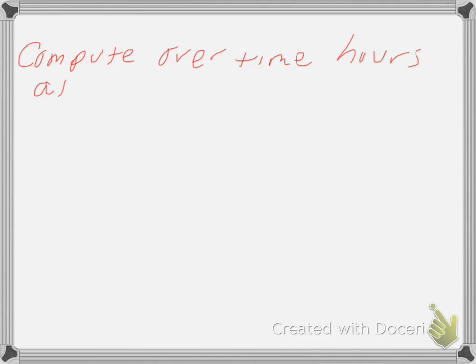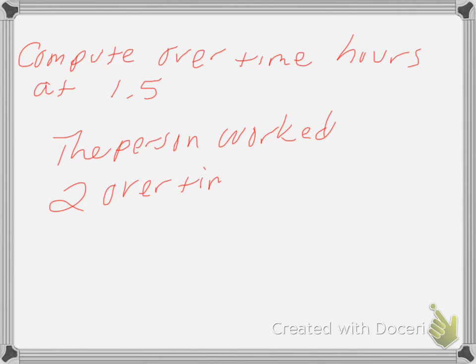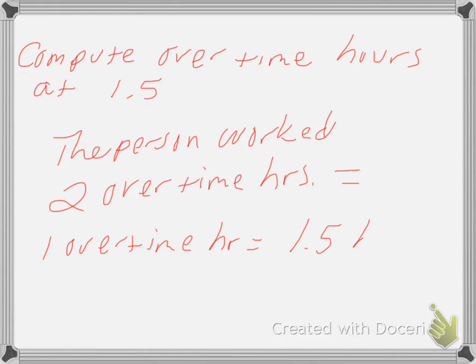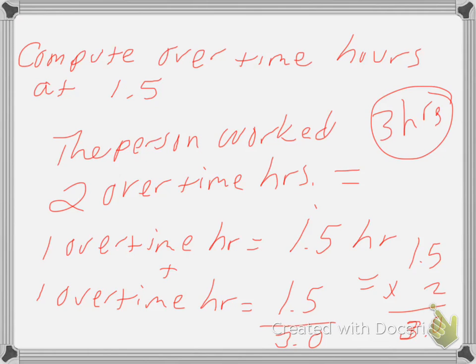Next, you have to compute overtime hours at 1.5 times. So now you have to multiply the overtime hours times the time and a half. So instead of doing 1.5 plus 1.5, we're going to do 1.5 times 2, which equals 3. So the total overtime hours that he's earned is 3 hours, even though he's only worked 2, but because of the time and a half, he earns 3 hours total.